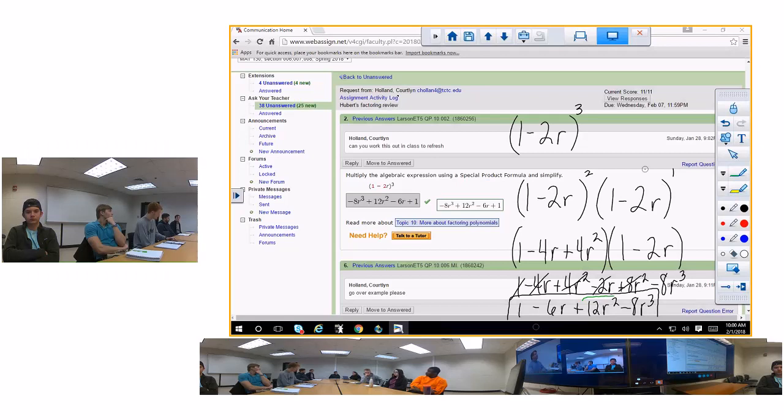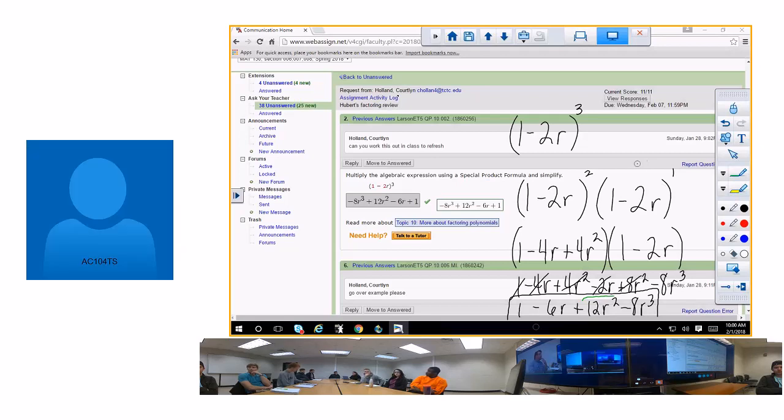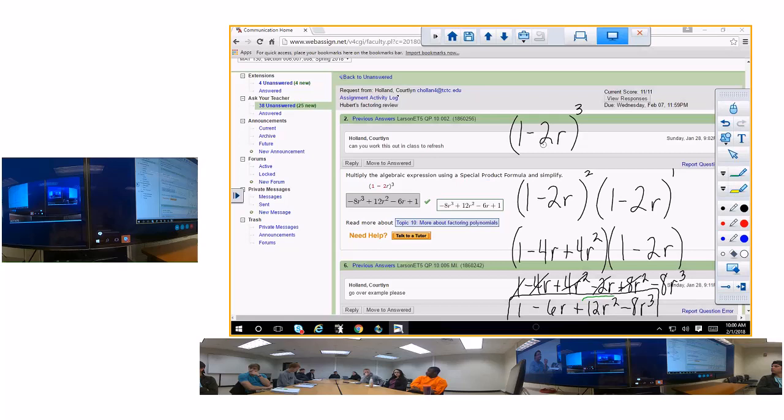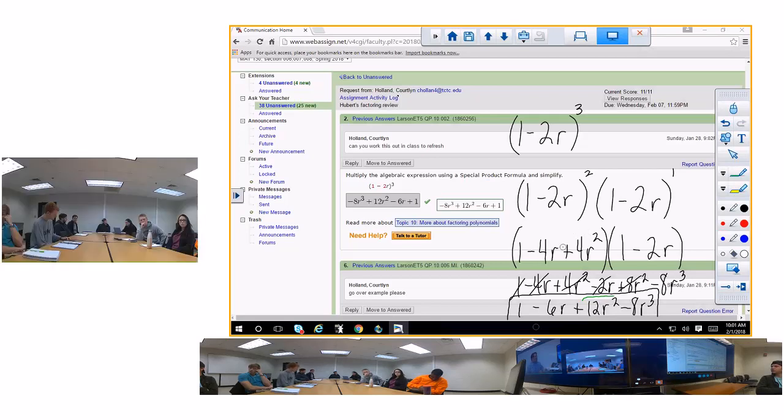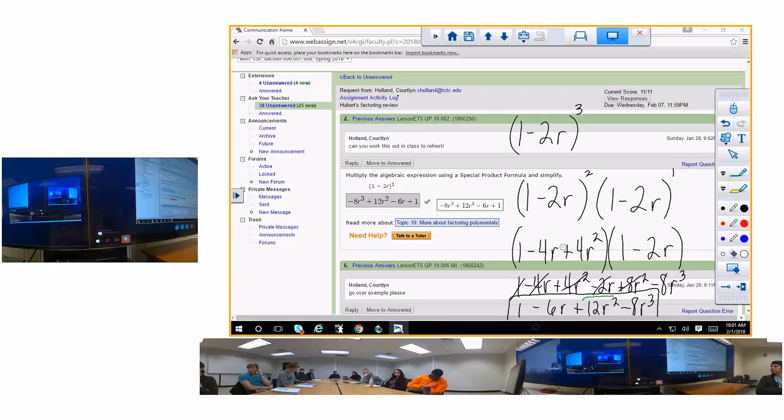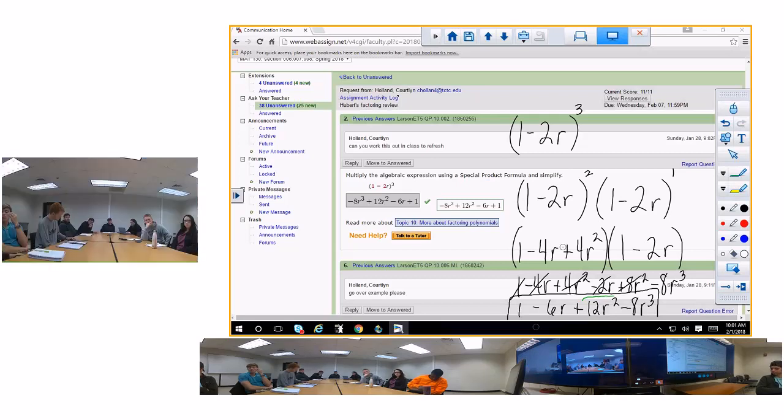You foiled the negative 2r into it, but you didn't foil the 1 into it? Why was that? I didn't use the FOIL method in any of this. Where are you talking about the FOIL method? On the third, you have the 1 minus 2r, and then you foil it out. Okay, I know what you're asking. Hold on.